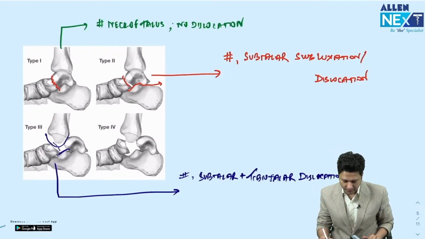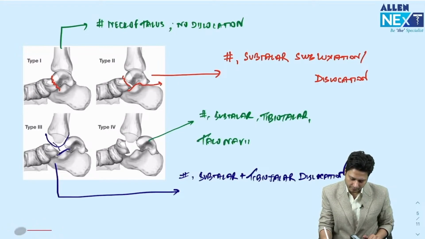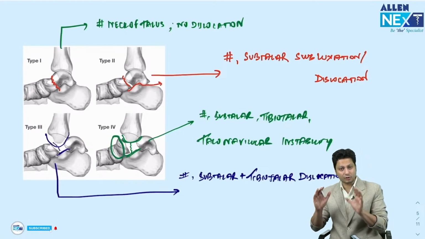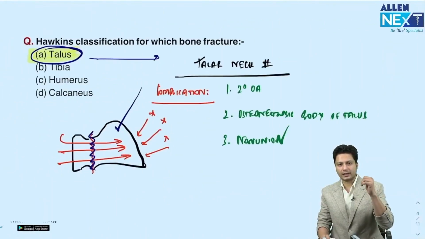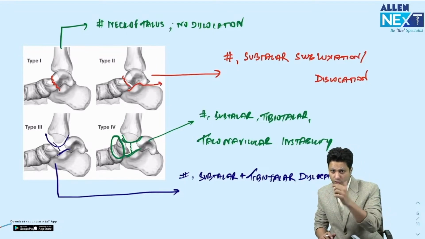And finally, the type 4. The type 4 injuries are identified as not only the fracture, there will be subtalar as well as tibiotalar as well as the talonavicular dislocation or subluxation, talonavicular instability. So here what is happening in this case? There is a fracture, there is subtalar dislocation, there is tibiotalar dislocation, and there is a talonavicular subluxation too. So that is type 4. Hopefully everything is clear related to this particular question. That is, Hawkins classification is for fracture neck of talus, to be very specific.